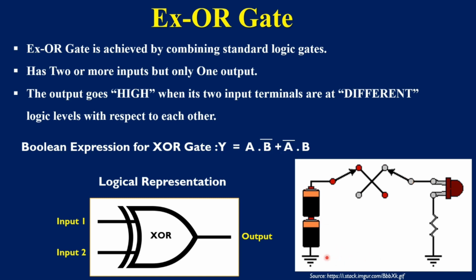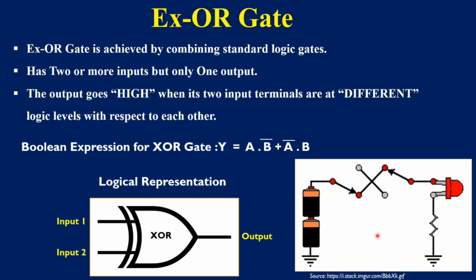This is an electrical representation of the exclusive OR gate. If you see here, this LED glows when the two switches are at different levels. That is, when this switch is at this position and this switch is at that position, that is two different levels, the LED glows. When these two switches are at the same levels, the LED doesn't glow. So this is a typical type of exclusive OR gate operation.